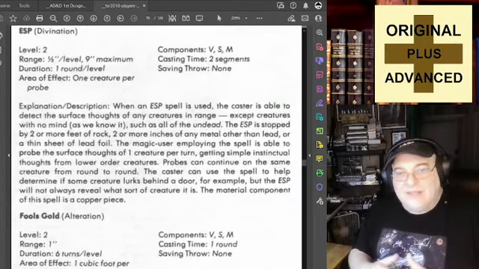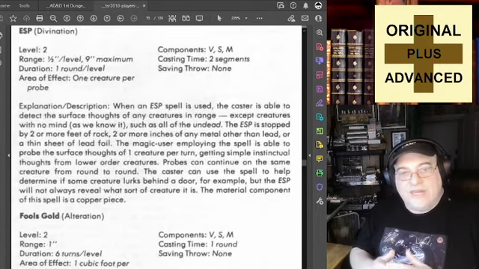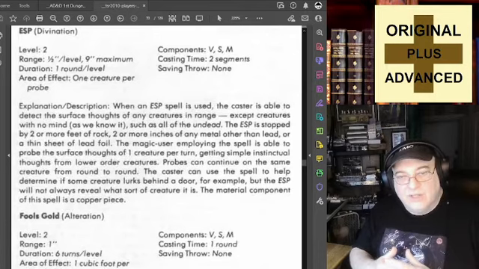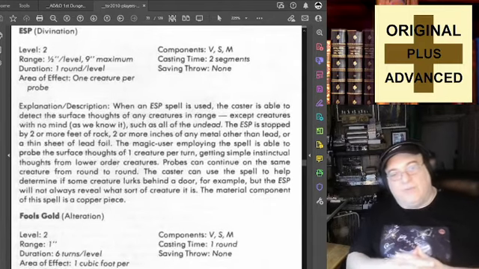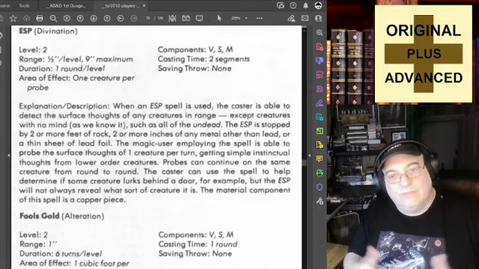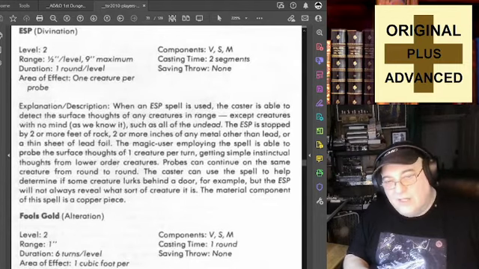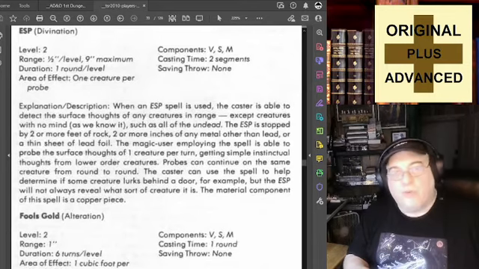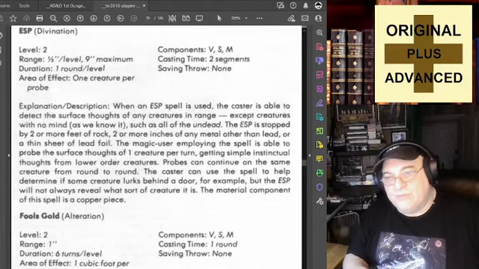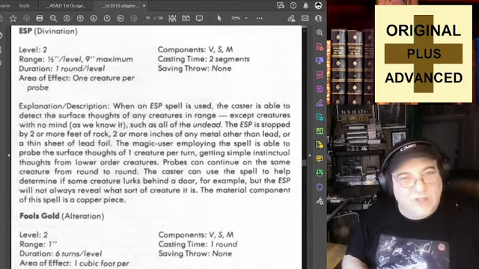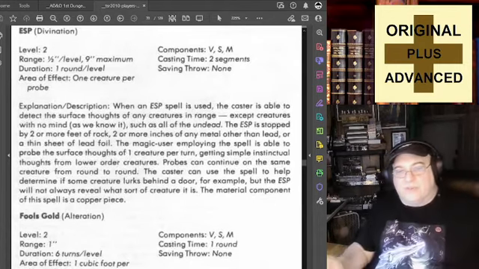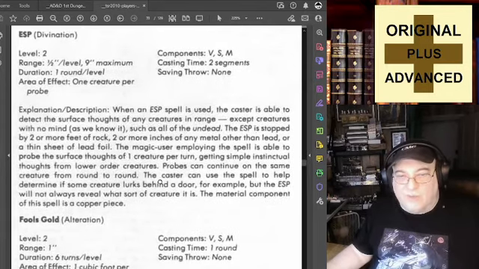ESP is a divination spell, level 2. Its range is half an inch per level with a 90-inch max. That is 5 feet per level, up to 90 feet maximum, which would be an 18th level caster's maximum. Duration is 1 round per level. Area of effect is 1 creature per probe. Verbal, somatic, and material components. 2 segments is the casting time. There is no saving throw, which is a pretty serious thing that you can jump into someone's brain.